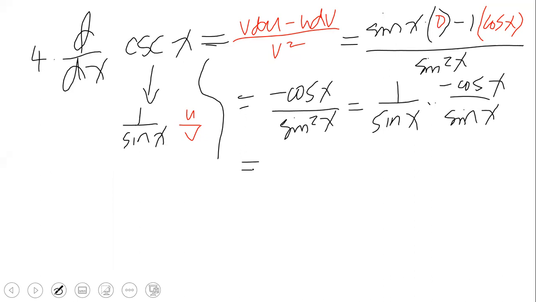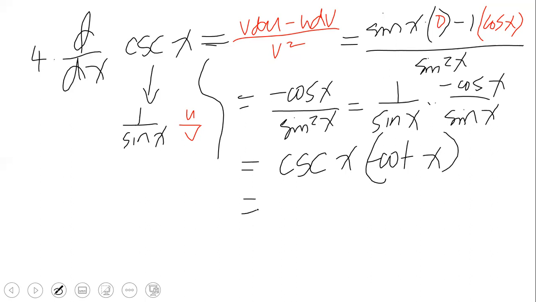O kahit later na lang. So, we can also rewrite cosecant x. Kasi the ratio of 1 over sine x is cosecant x. Tapos, you also have the ratio of cosine over sine. So, that will be in terms of cotangent x. Tapos, may negative. So, rewrite na lang natin yung derivative ng cosecant x, that will be negative cosecant x times cotangent x dx.